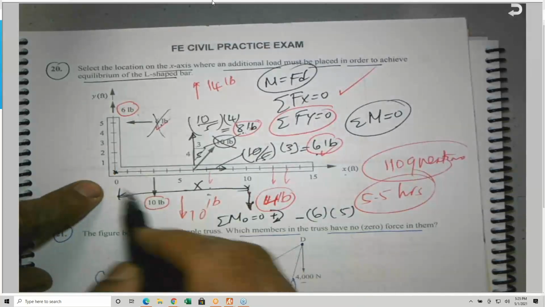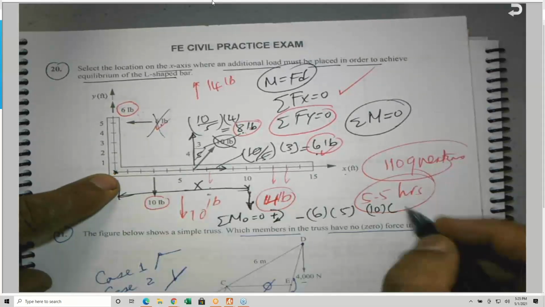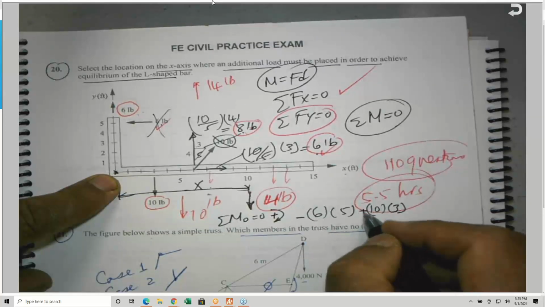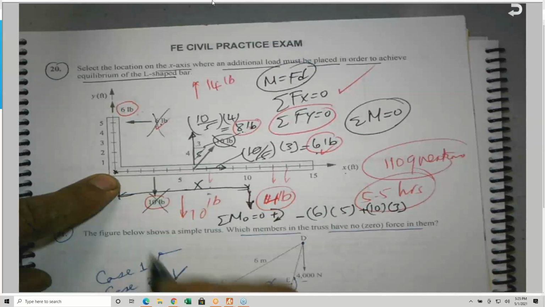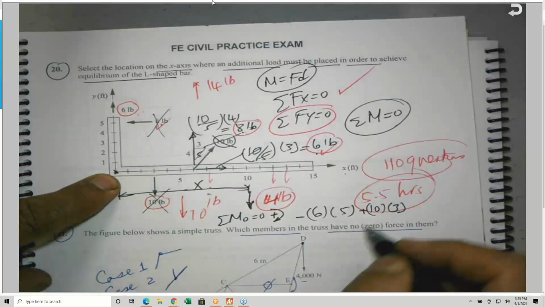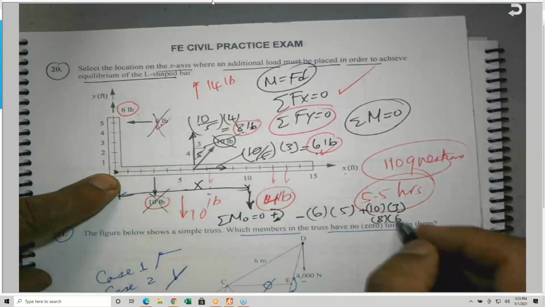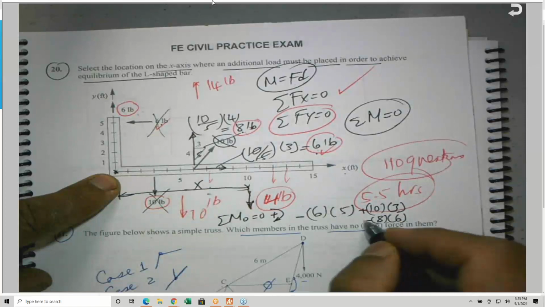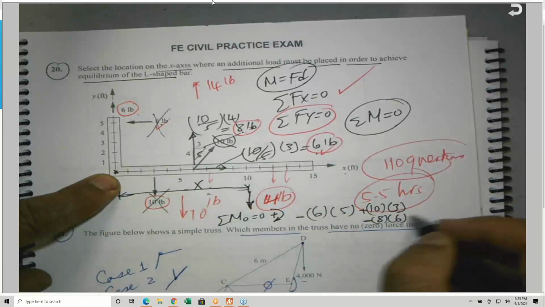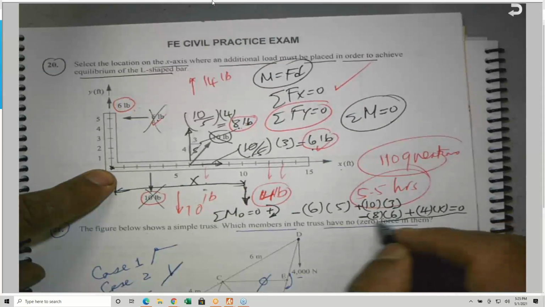Let's look at the 10. The 10 has 1, 2, 3 units. So it is 10 times 3 units. Positive or negative? This is the same direction, so it is positive. I am done with that. The 6 has no moment because it goes through. So I have the 8. It is 8 times how far from here to here? This 8 and this is 6. And is this positive or negative? It's going to be negative because it is counterclockwise. And I still have the 4. It is acting down, so it is positive. Plus 4 times x equals 0. This is the equation that we need to solve for x.